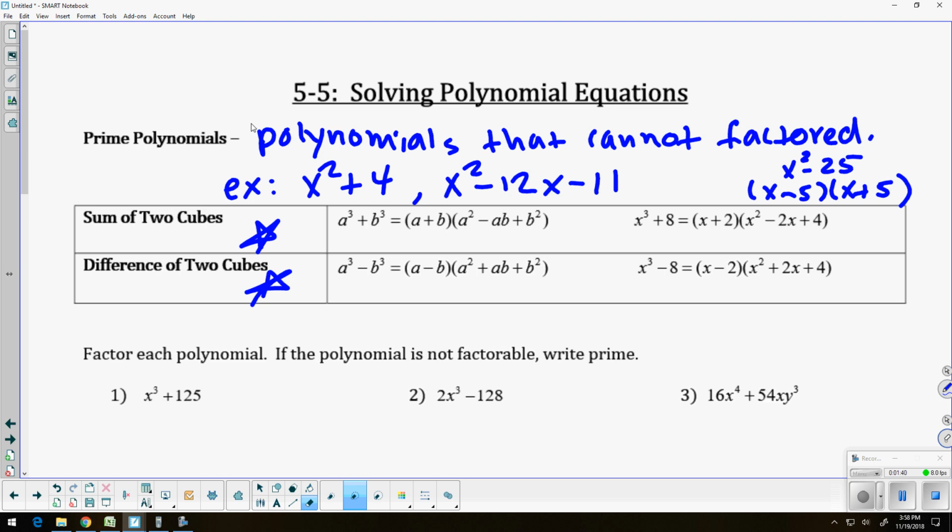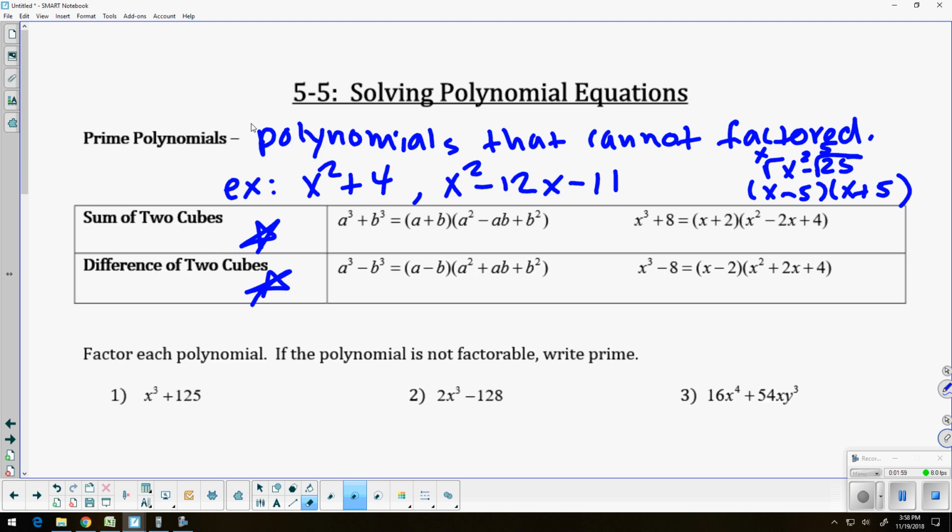Again, difference of squares just means you're subtracting two perfect squares. So x squared is a perfect square. I can take the square root, that's just x. 25 is a perfect square. Square root of 25, that's just 5. That's why we get x minus 5, x plus 5. So if you look at these examples, if you have a sum of cubes, sum just means you're adding. We're adding two perfect cubes.